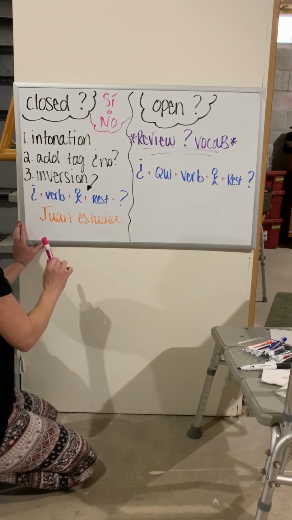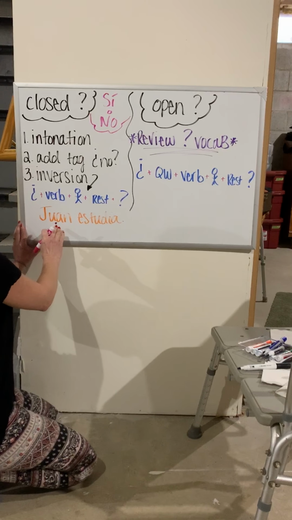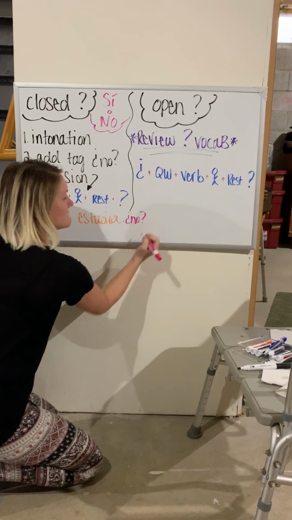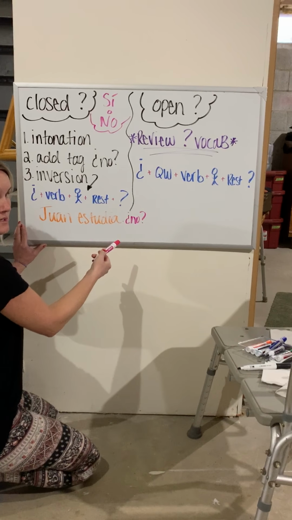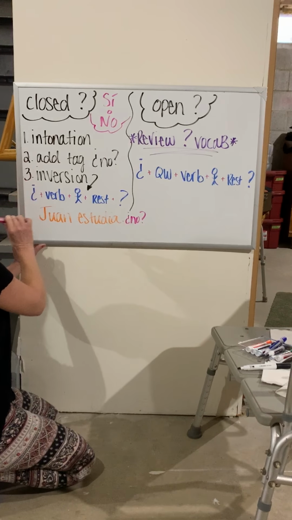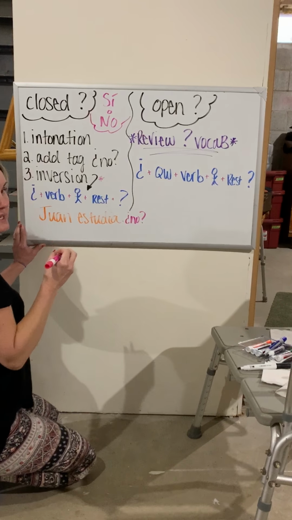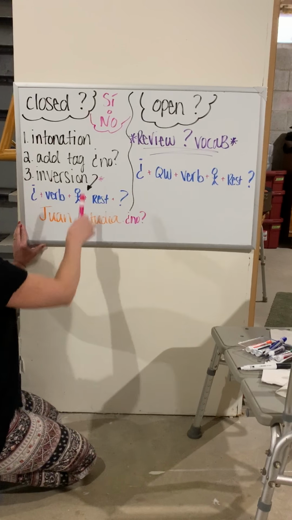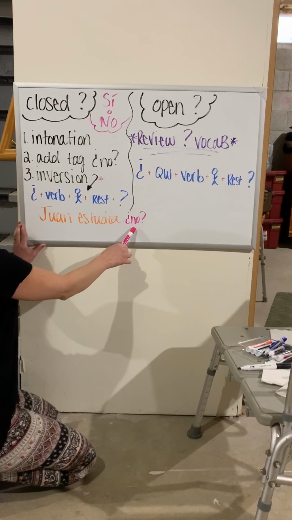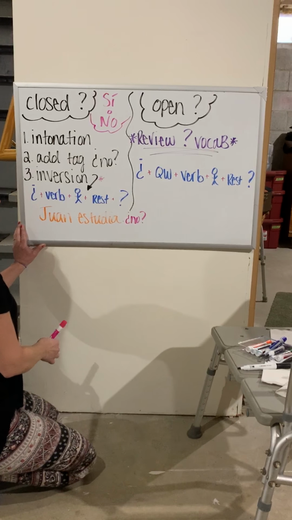Next way is you can add a tag to a statement. So Juan estudia, and then you can add a tag to the end. Juan estudia, no? It's like saying Juan's studying, right? The third way, and this is how you're going to be forming a question if you are doing it in written form, because you can't do intonation in written form. You can add a tag in written form, but more often than not, you're going to be using inversion.